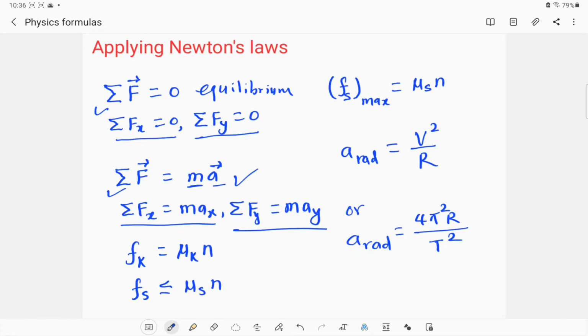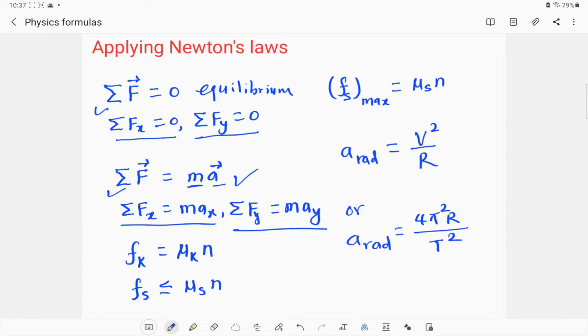Okay, after getting these equations, a few things are known in an equation, and there are some variables, some unknown quantities, some target variables whose values we have to calculate. Okay, so this is how to use Newton's first law and second law in the equations when solving problems.